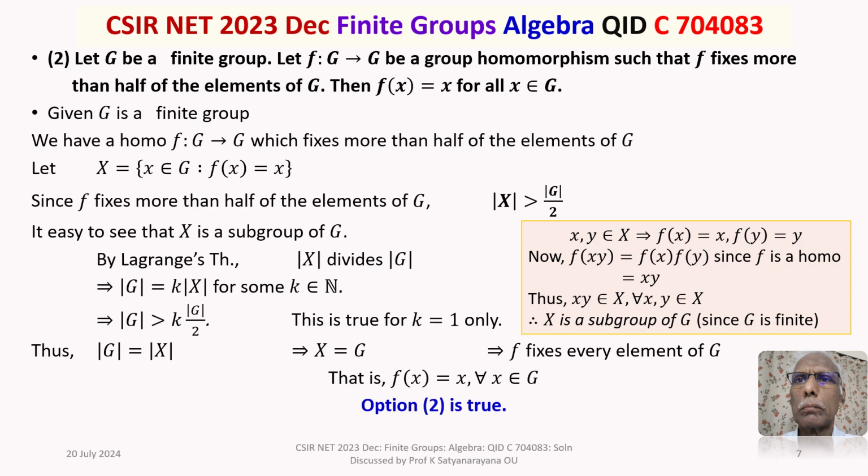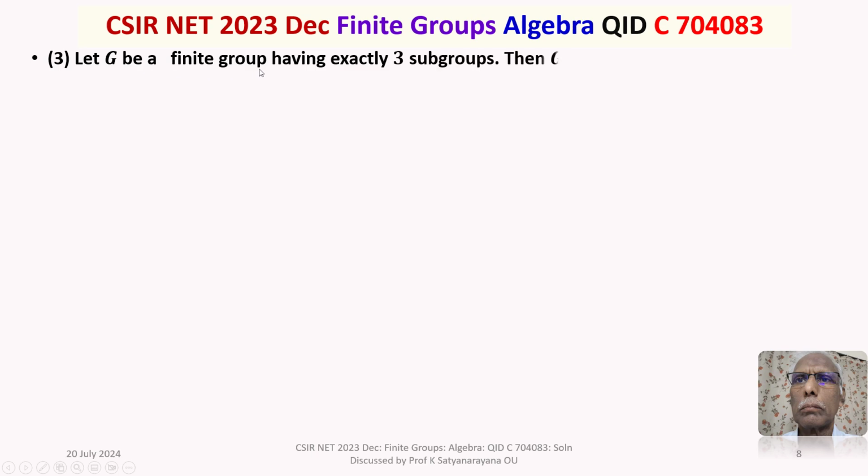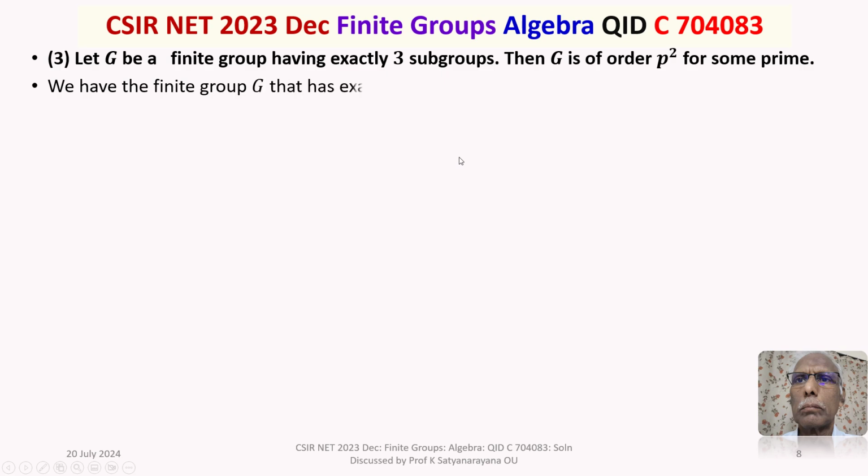Right. We move to option 3. Option 3: let G be a finite group having exactly 3 subgroups. Then G is of order p square for some prime number p. So we have a finite group G.